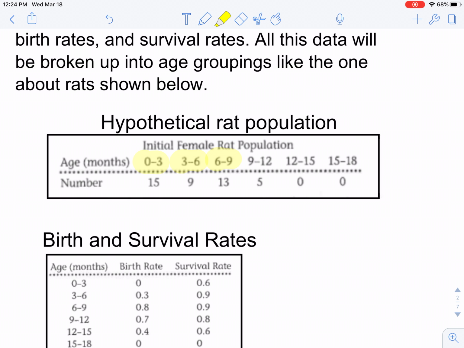So this is telling us there's 15 of these newborn 0 to 3 month rats. There's 9 of these 3 to 6 month rats. There's 13 of these 6 to 9 month rats, so on and so forth. Okay, so in this total hypothetical rat population, we're going to have 15 plus 9 plus 13 plus 5, which is 42 total rats.